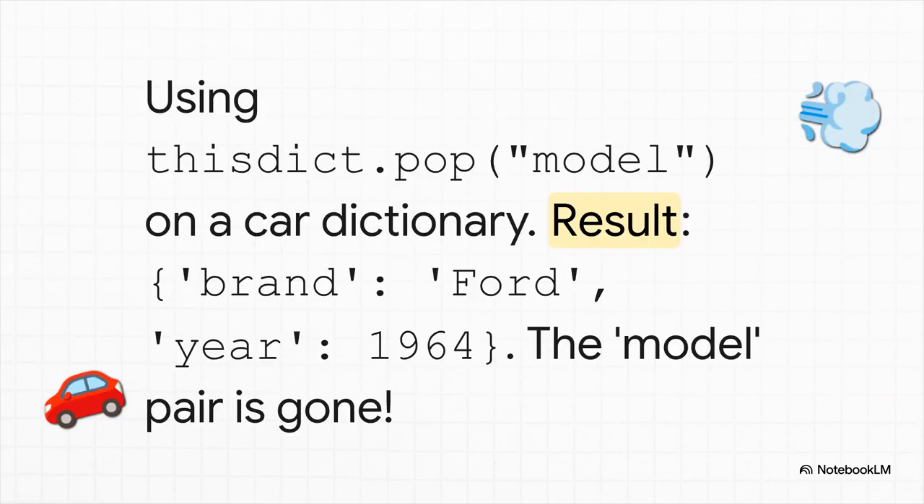All right, let's make this real. Check out this car dictionary. When we run thisdict.pop("model"), watch what happens. Bam! 2 things. First, that whole model entry is just gone from the dictionary. And second, the value Mustang is handed back to us. We could totally grab that and stick it in a new variable. Something like car_model = thisdict.pop("model"), and then we'd be ready to use it for whatever we need.